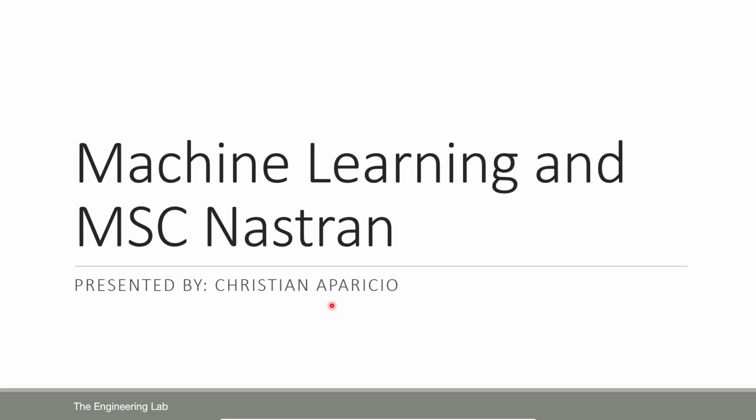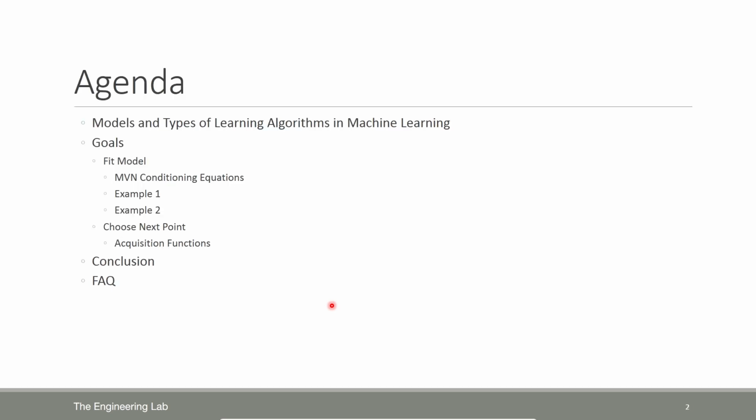Today we are going to be talking about machine learning as it relates to Nastran. Here's a quick overview of what I'm going to cover in this presentation. I don't want to make this presentation a whole day, so I'm going to be giving you an idea of what specifically in machine learning we're going to talk about. There are various types of learning algorithms and regression models that we can pick, but here I'll just give you an idea of which ones we're focusing on.